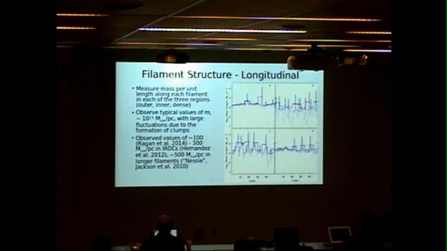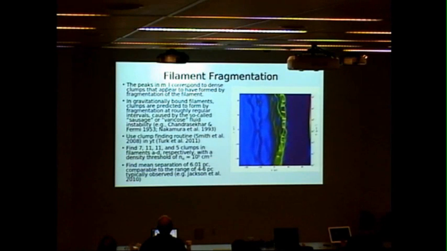So these are about a factor of 10 higher than values typically observed in IRDCs, which are typically between 1 and 500 solar masses per parsec. So we think these filaments are undergoing an unrealistically high degree of fragmentation to quite high densities, because we don't have any feedback or magnetic fields to inhibit that collapse. But the peaks in those mass per unit length profiles correspond to dense clumps, and they're formed by fragmentation of the filament.